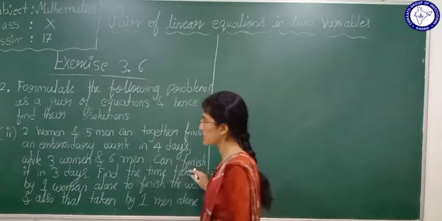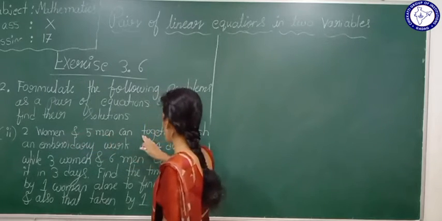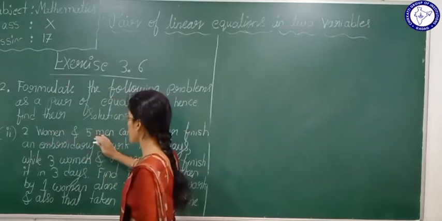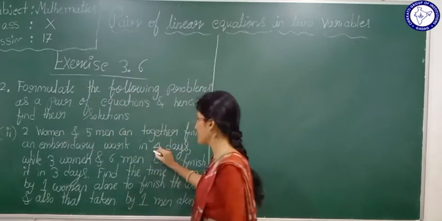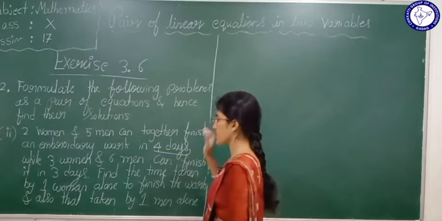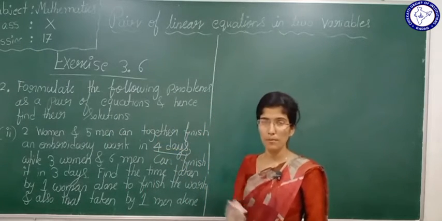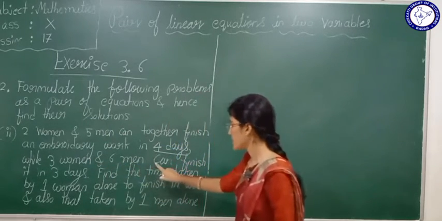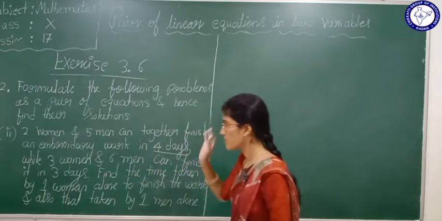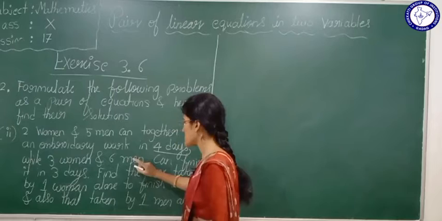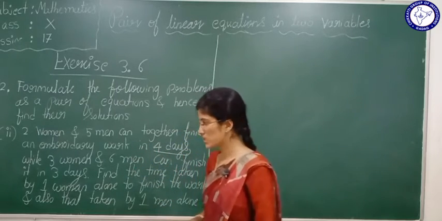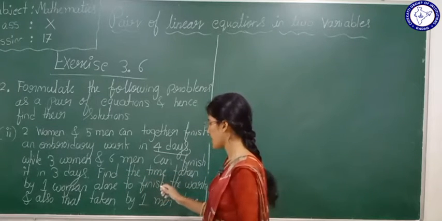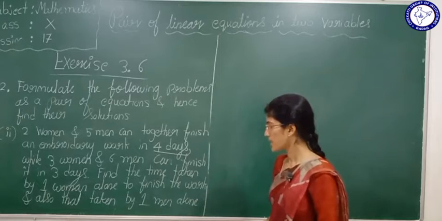See what this question will tell us. 2 women and 5 men can together finish an embroidery work in 4 days. Means here 2 women and 5 men together can complete the embroidery work in 4 days. They will take 4 days to complete an embroidery work. While 3 women and 6 men can finish it in 3 days. The same work, 3 women and 6 men can finish it in 3 days. Find the time taken by one woman alone to finish the work and also that taken by one man alone.